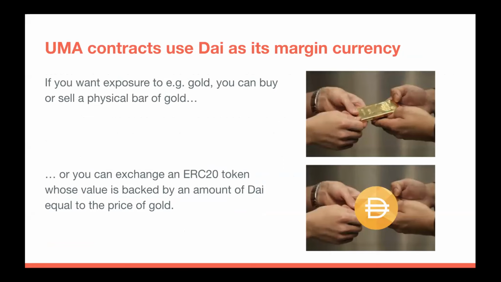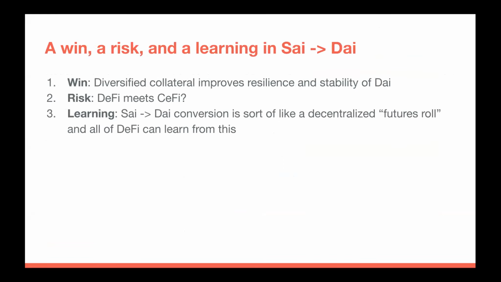So just to give a quick example, if you wanted exposure to, let's say, gold, you could buy and sell a physical bar of gold, or you could simply exchange an ERC20 token where this token's value is backed by some amount of DAI equivalent to the price of gold. And so obviously this whole migration from SCD to DAI is very important for us. And I'll be talking about three points: a huge win, a potential risk, and learnings throughout this migration.